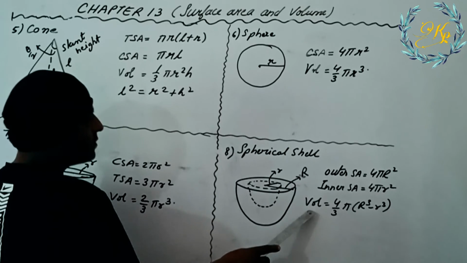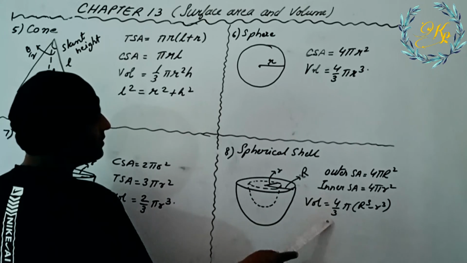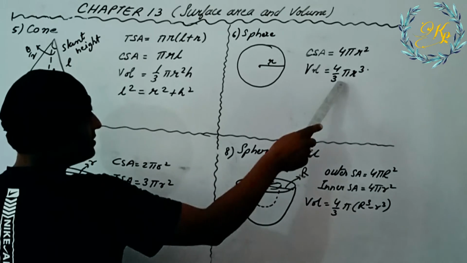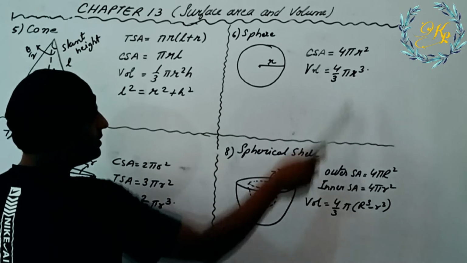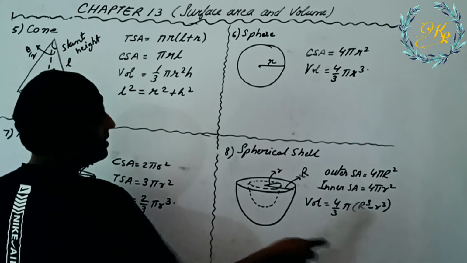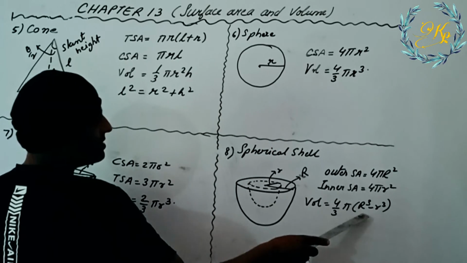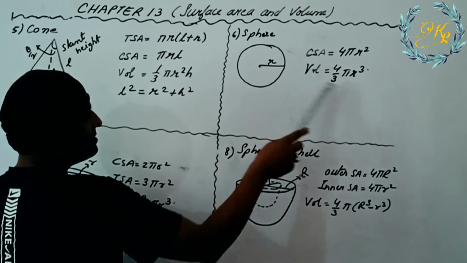And if you want to find the volume of it, you use the formula 4 upon 3 pi (R cubed minus r cubed). If you see this formula and this formula, there's only a difference in the radius. Here we have two radiuses, so there's a difference mark here. There is only one radius.